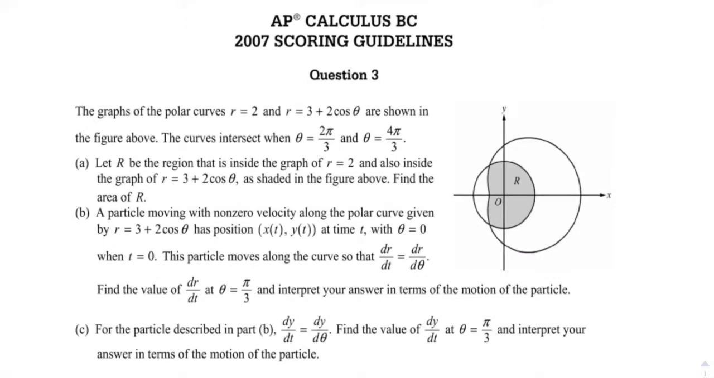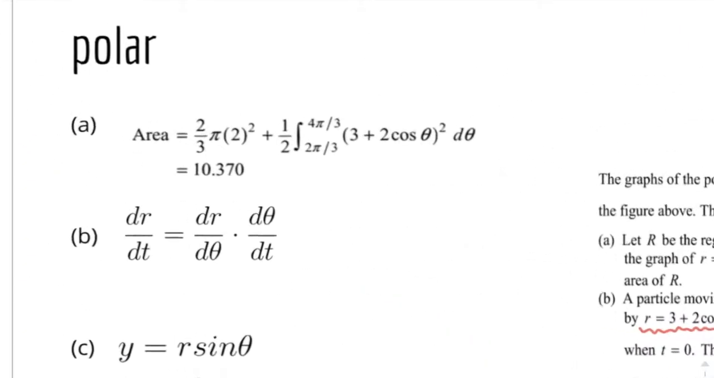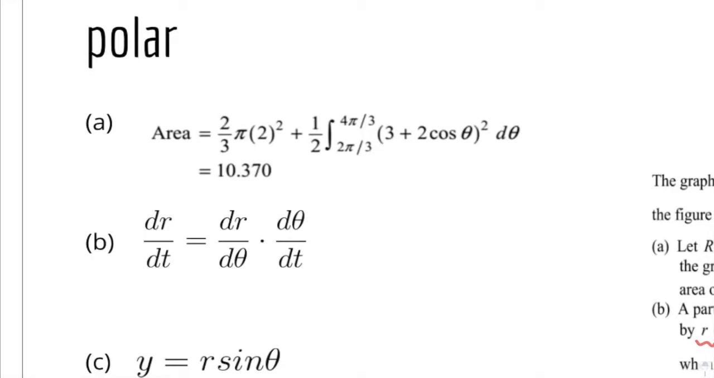Now let's look at the second question. In the beginning, it said a particle moving with non-zero velocity, so we now know it is about a particle moving problem. Then, as I did before, I'll circle the information I think is important. For this question, we need to know what dr over dt is. The question also gave that dr over dt equals dr over d theta. Usually for this kind of particle moving problem, we need to know this equation: dr over dt equals dr over d theta multiplied by d theta over dt.